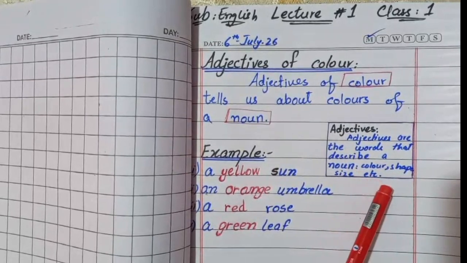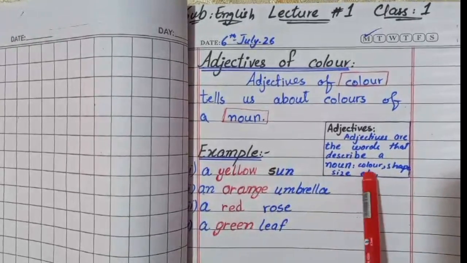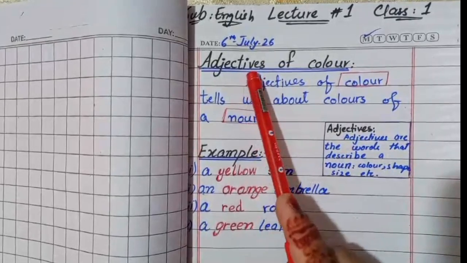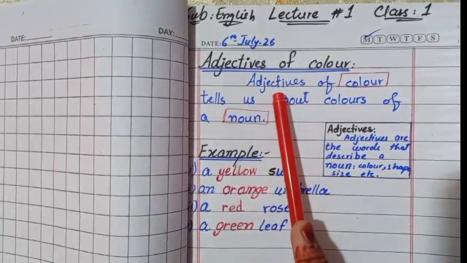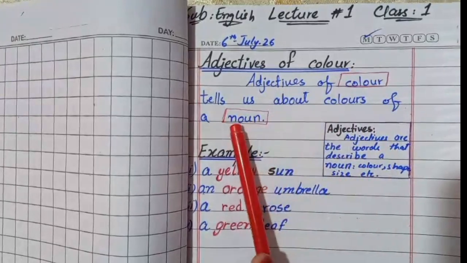Simply we can say that adjectives are the information about noun. It tells us about the color, shape and size of a noun. Now, adjectives of color. Adjectives of color tell us about colors of a noun.